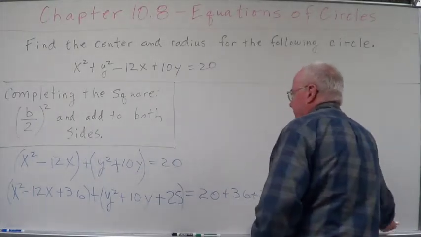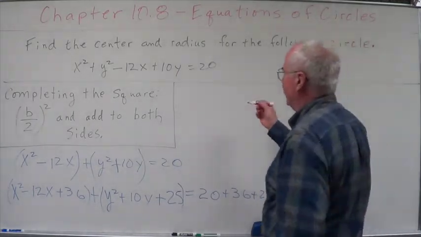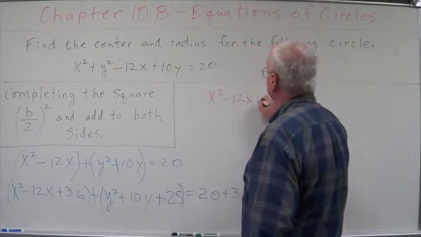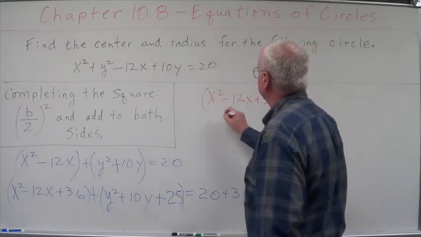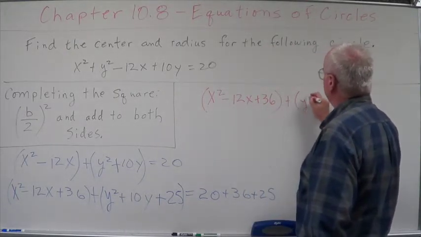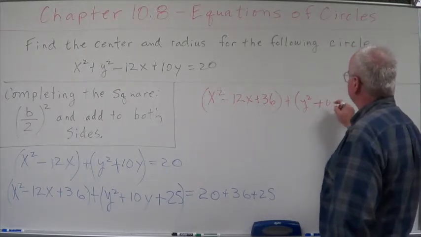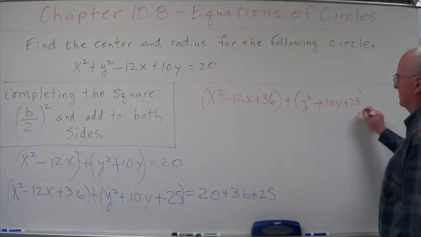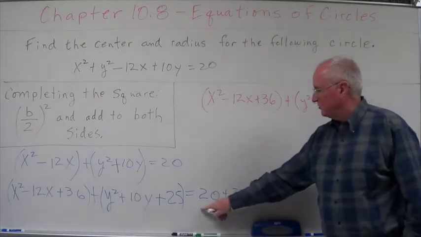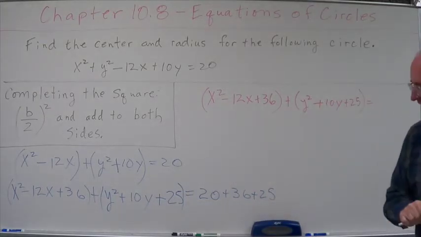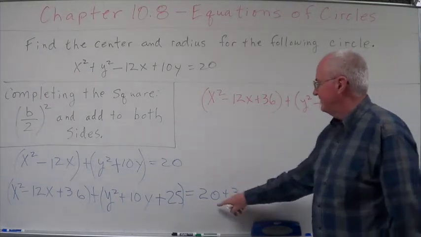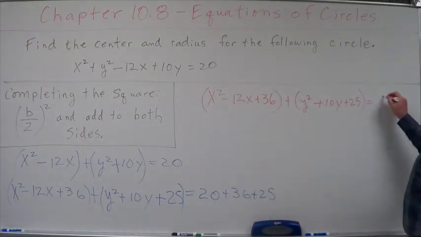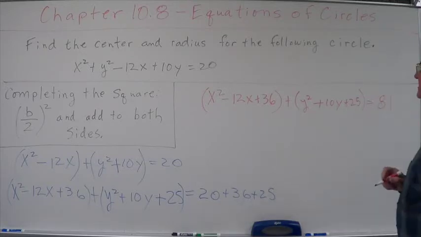All right, so let's take it over here. We're going to change to red because we're going to get down to solving this thing. We have x squared minus 12x plus 36. There's our x part of the equation. Here's our y part of the equation, y squared minus 10y plus 25, equals, let's add this up, 20 plus 36 is 56, and then 25, 56 and 25, 81. So that equals 81.